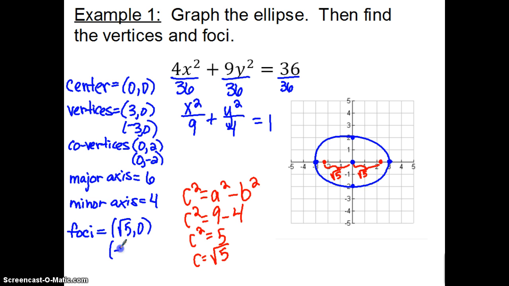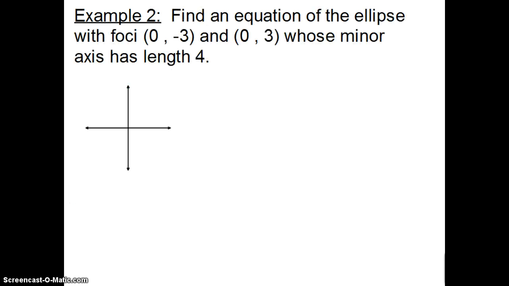And then the one to the left has coordinates negative square root of 5, 0. All right. Let's look at a second example.